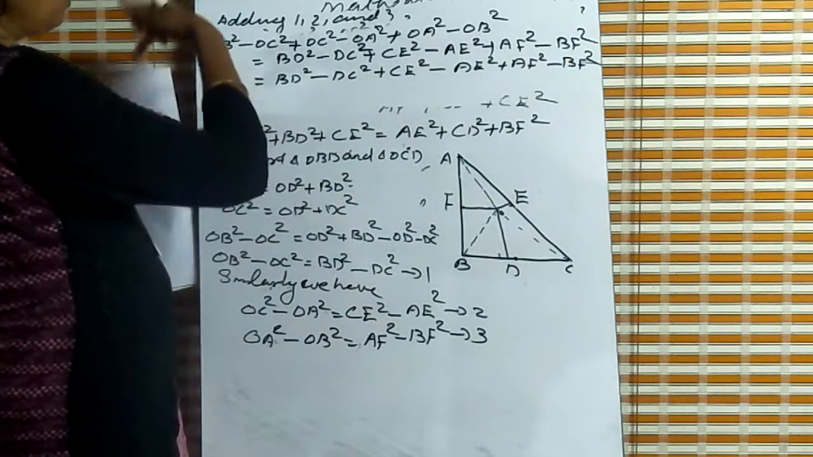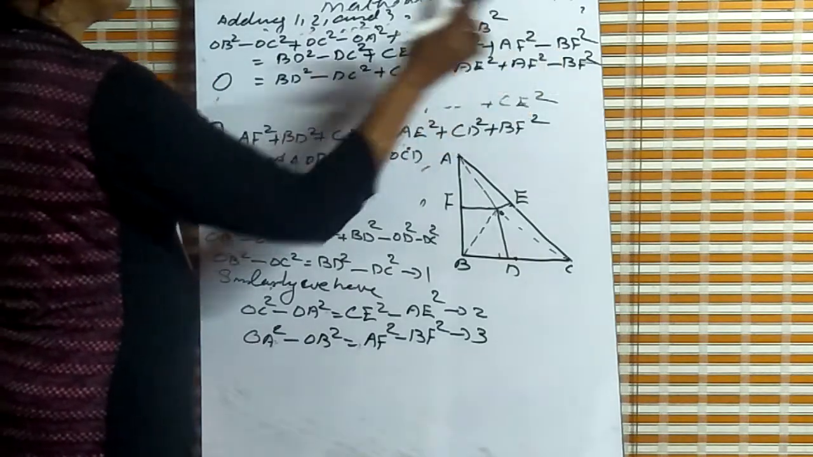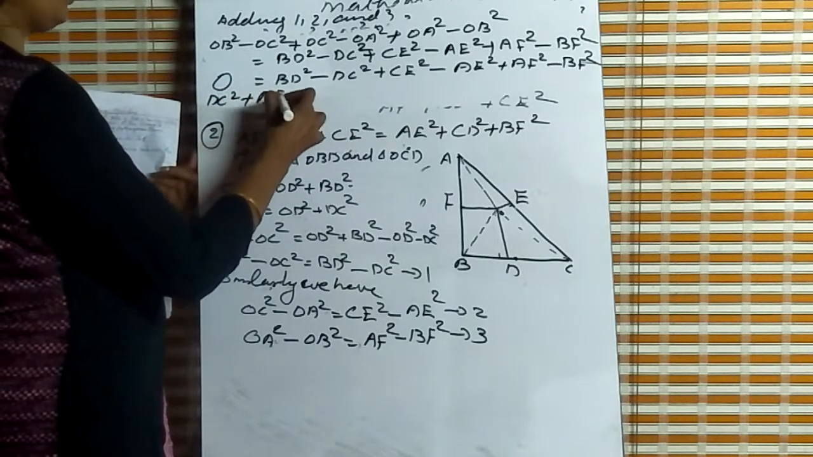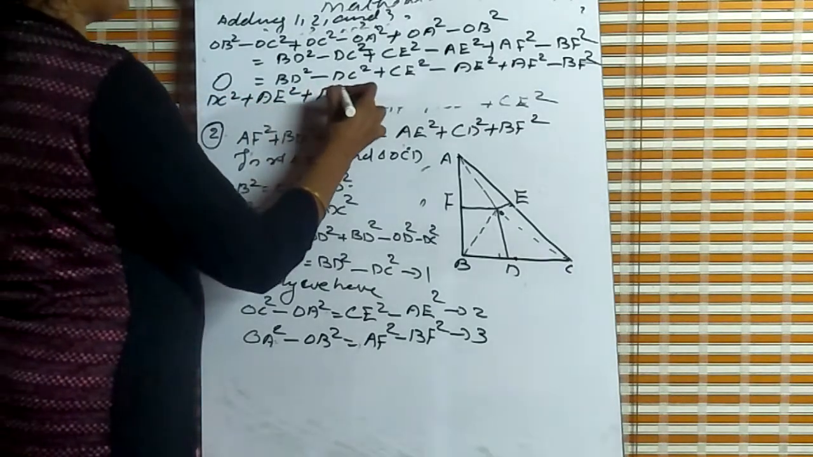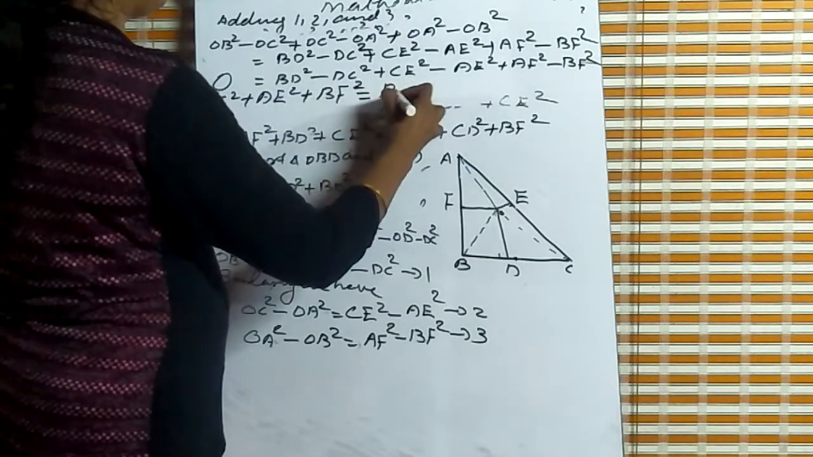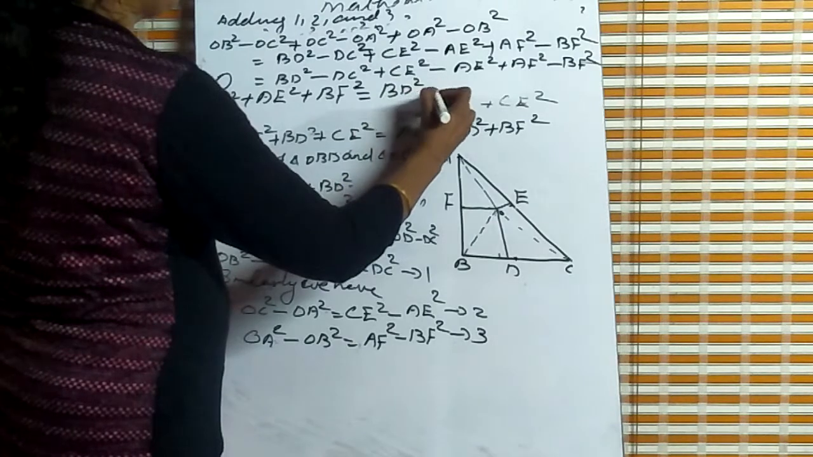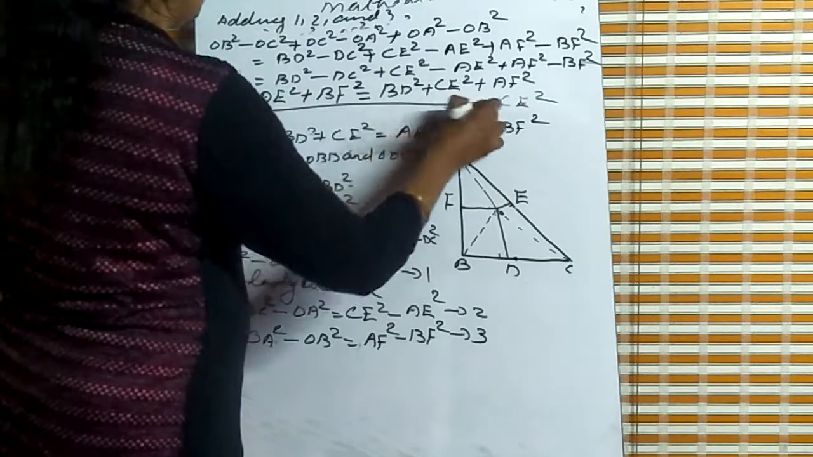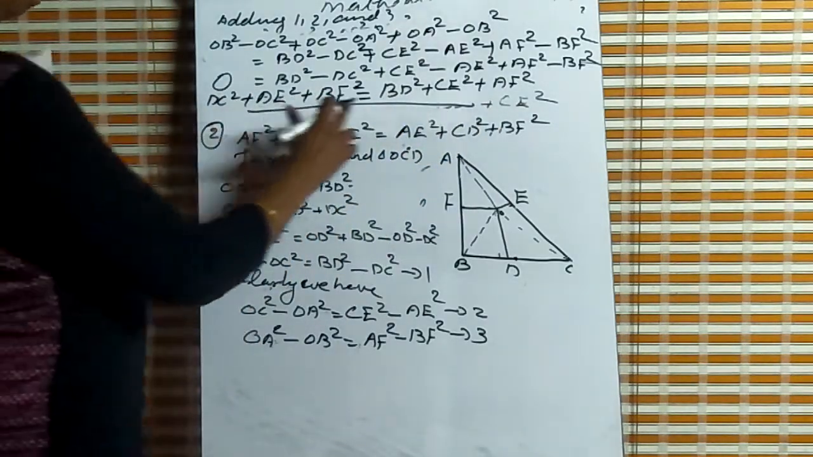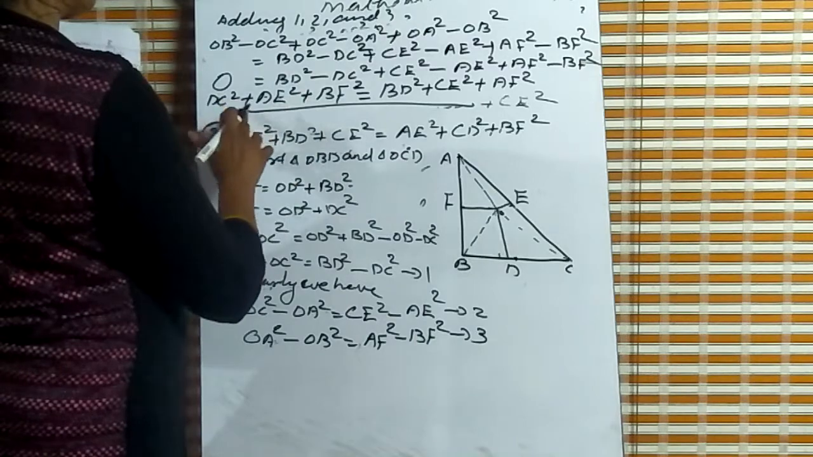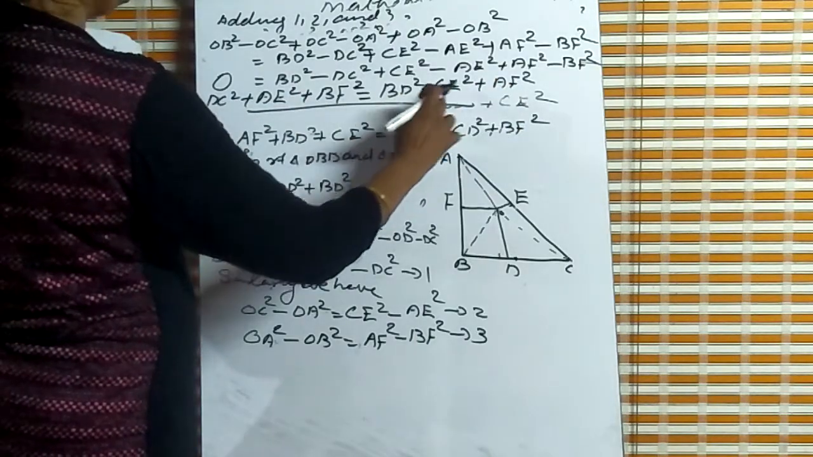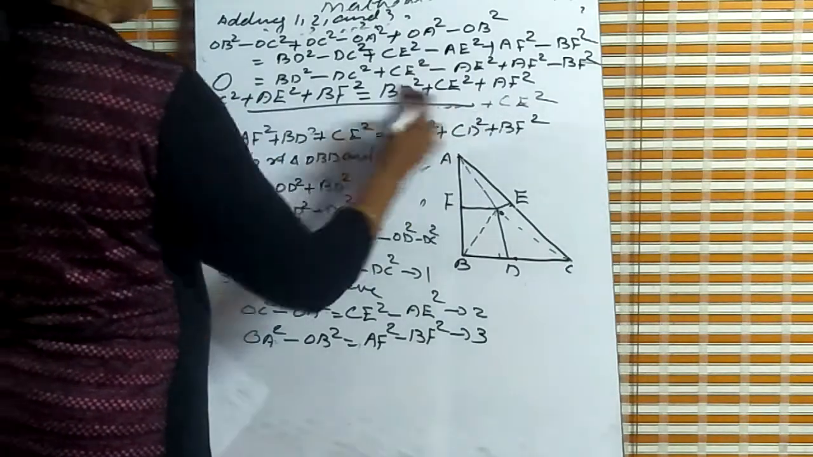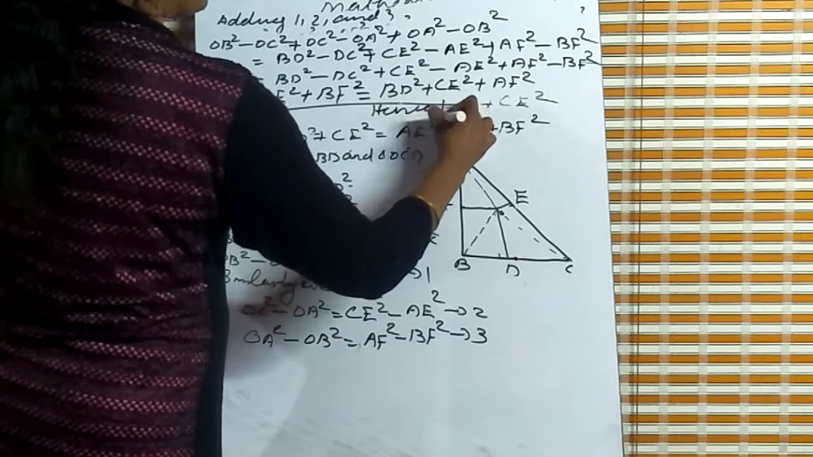These three negatives go to the left side and become positive. So DC square plus AE square plus BF square is equal to what is left here: BD square plus CE square plus AF square. So we have proved AF square plus BD square plus CE square is equal to AE square plus CD square plus BF square. Hence proved.